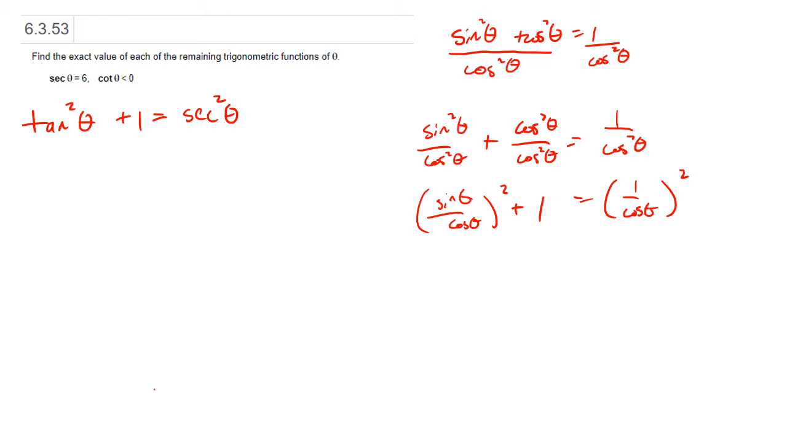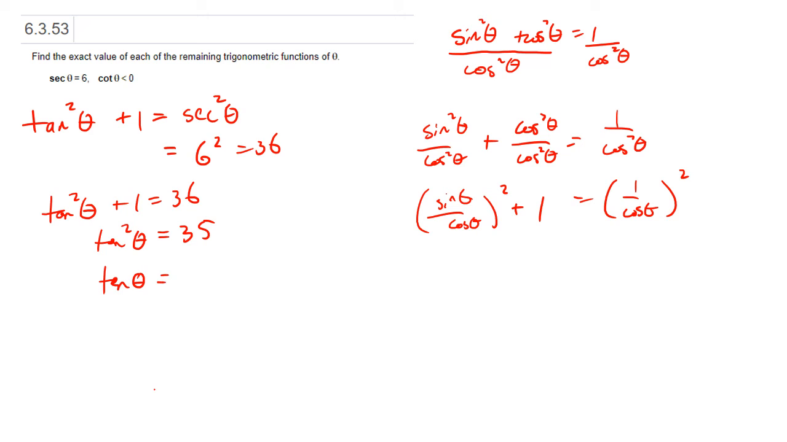So this is an alternate Pythagorean identity that will more exactly use the fact that secant theta equals 6. 6 squared is 36. So what we have is tan squared theta plus 1 equals 36, or tan squared theta is equal to 35. This tells me that the tangent of theta is plus or minus root 35. Now how can I determine which it is?